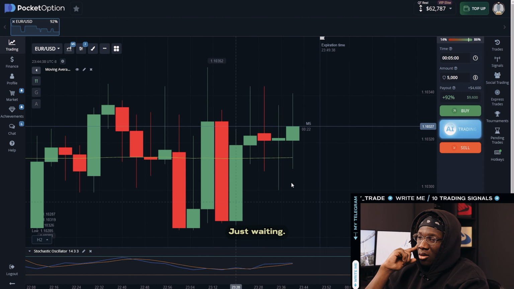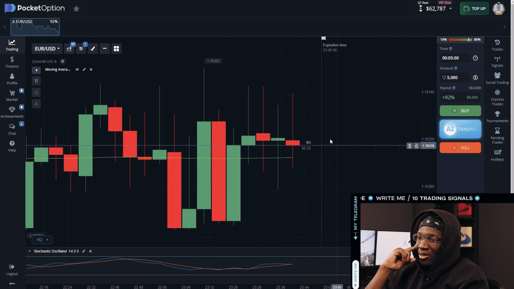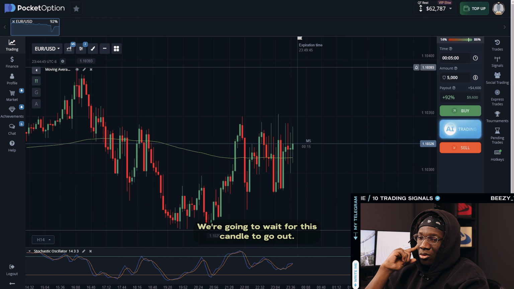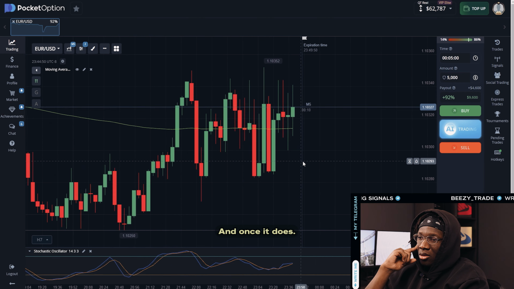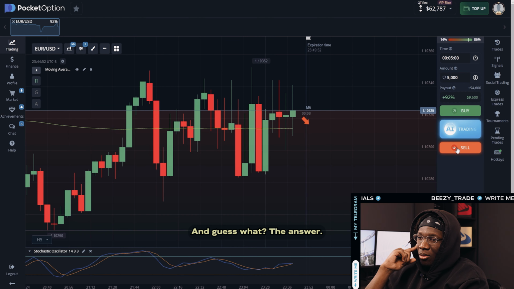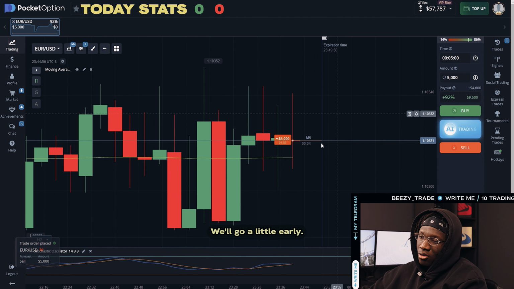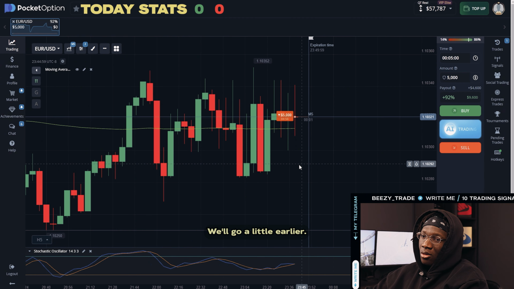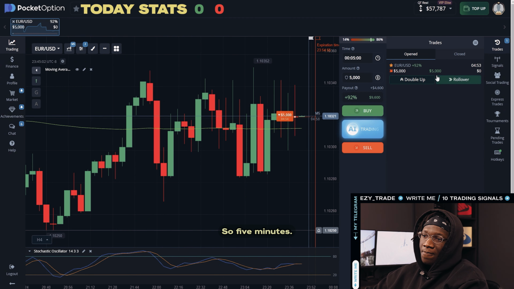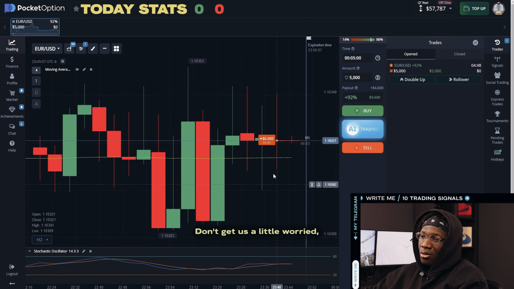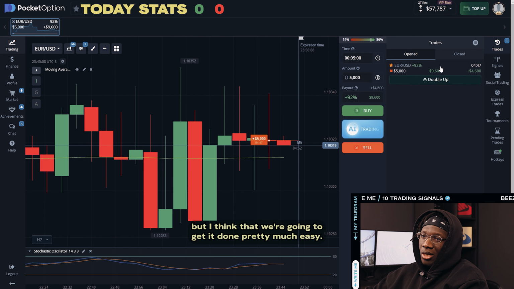Just waiting. Okay, let's see. We're gonna wait for this candle to go out, and once it does, that seemed like a good spot to enter. Alright, we'll go a little earlier. So 5 minutes. It gets us a little worried, but I think we're gonna get it done pretty much easy.